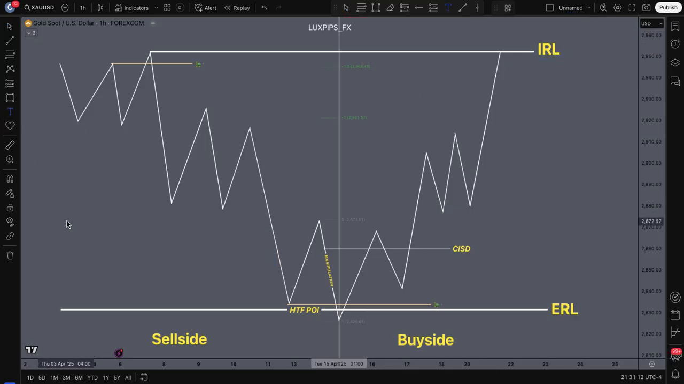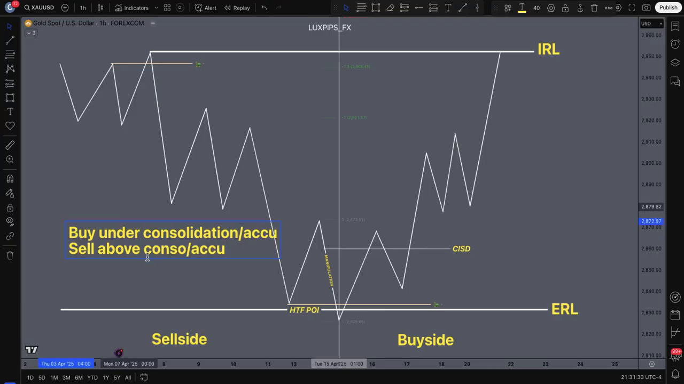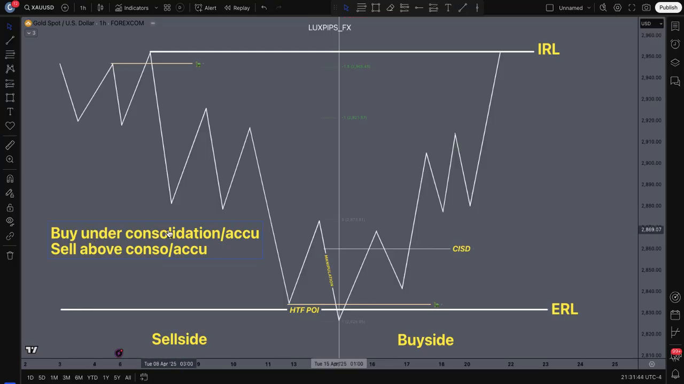And here's the golden rule. When you see consolidation, you buy under the consolidation or accumulation, and sell above the consolidation or accumulation. It's one of the golden rules in trading. Because when you're buying above the consolidation, you're buying expensive. You're buying in a premium, basically.